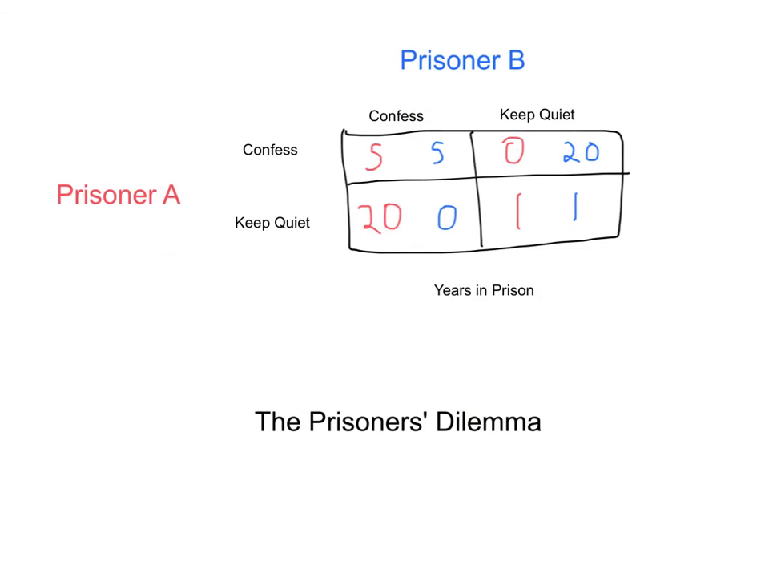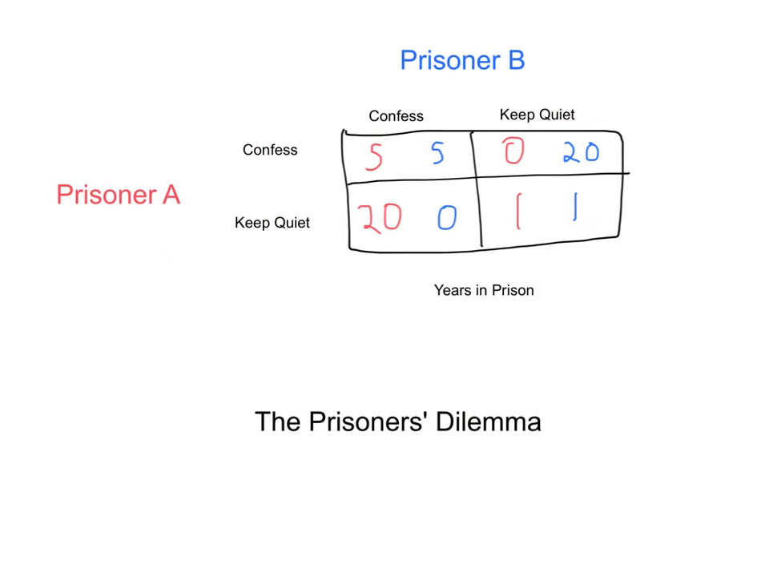Look, prisoner B, if he confesses, he gets 5 years or 0, but if he keeps quiet, he's going to get 20 years if I confess and 1 year if I keep quiet. He's always better off confessing. So this is the equilibrium, even though this is the efficient outcome.